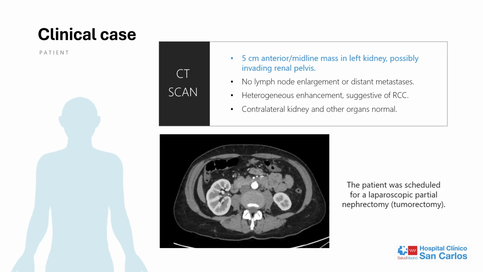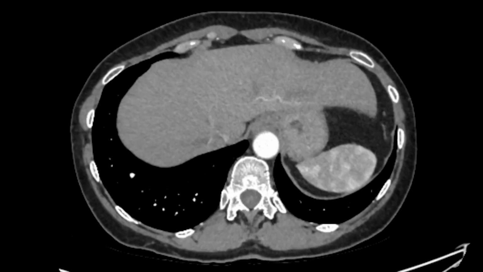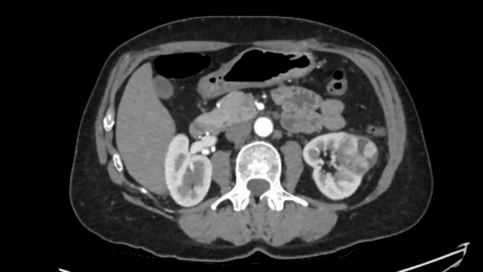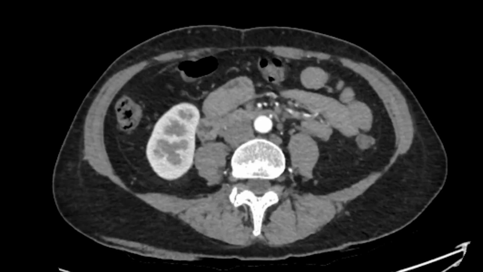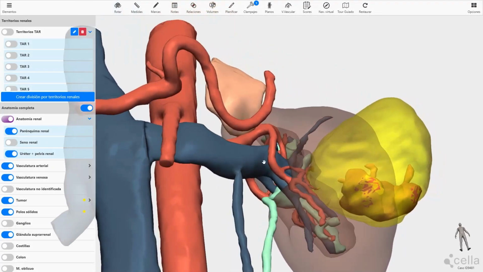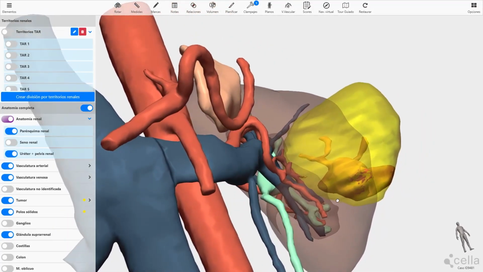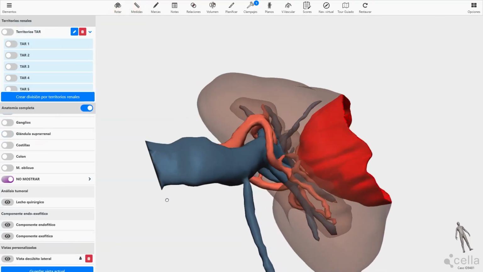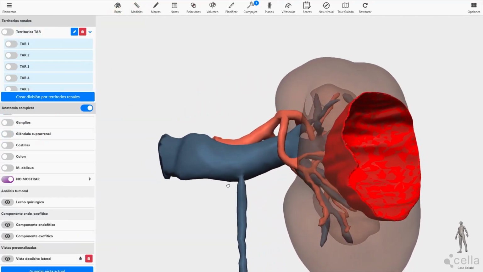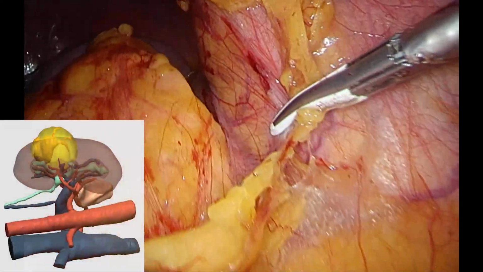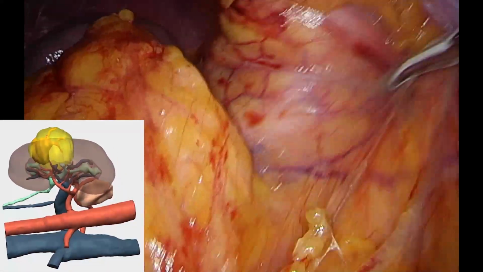The patient was scheduled for a laparoscopic partial nephrectomy. From the patient's medical images, a three-dimensional model of the kidney is generated, providing a detailed view of the tumor's relationship to surrounding structures. This 3D model allows for more accurate and safer preoperative planning and helps to anticipate surgical risks. The patient was positioned in right lateral decubitus.